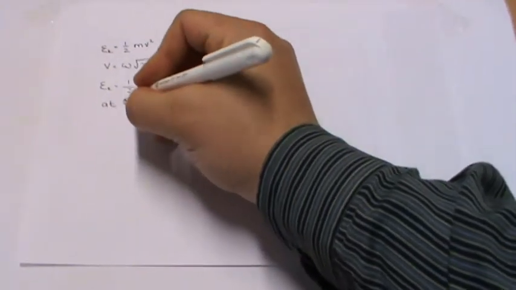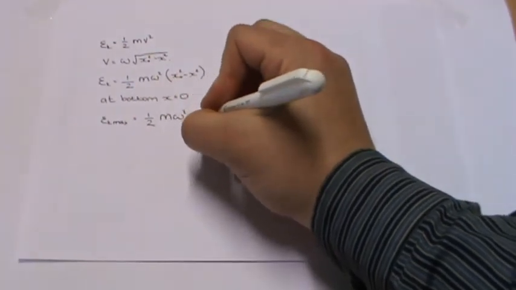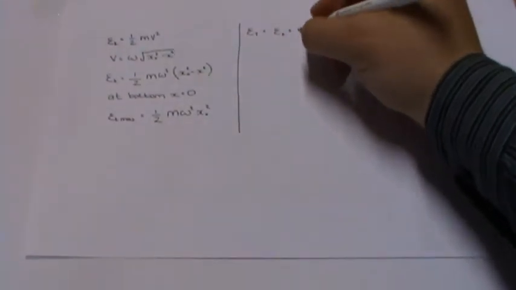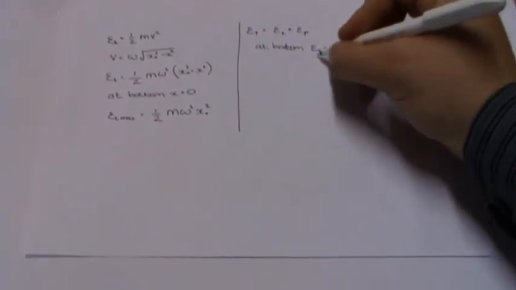We can use this to generate an equation for maximum kinetic energy. At the equilibrium position, the displacement is 0. So the maximum kinetic energy is half m omega squared times the amplitude squared. We're going to use this definition of maximum kinetic energy to generate an equation for total energy.